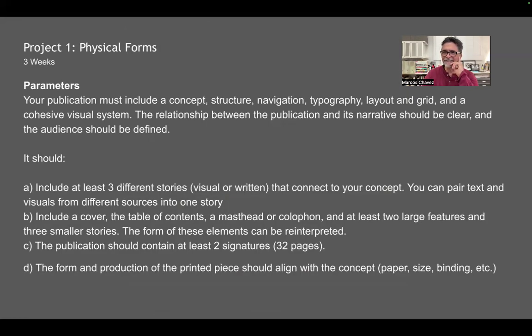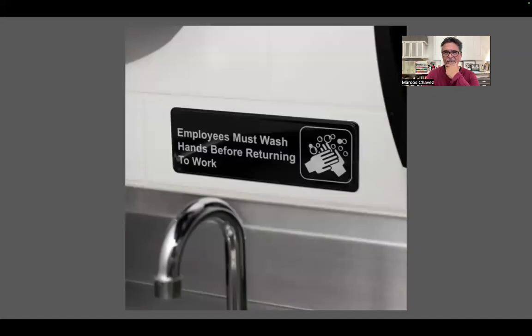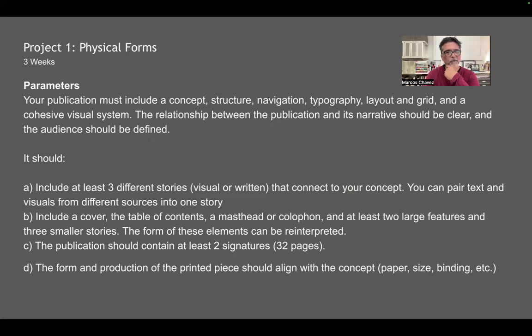We talked about in class that we don't necessarily have to tell you what to do, but then it's a matter of what you do with that directive. So I'm basically just giving you what it is you should be doing. So it should include a cover, a table of contents, a masthead, a colophon, at least 2 large features and 3 smaller stories. The form of these elements can be reinterpreted.